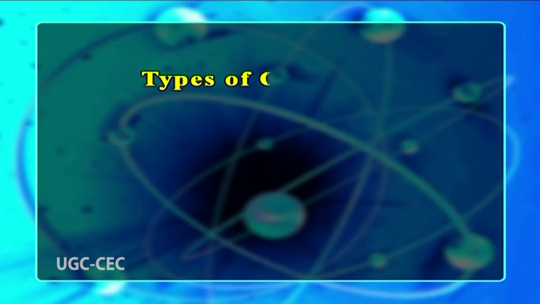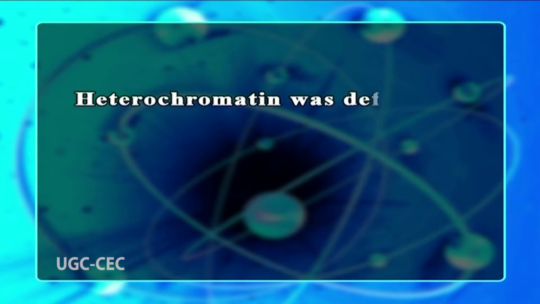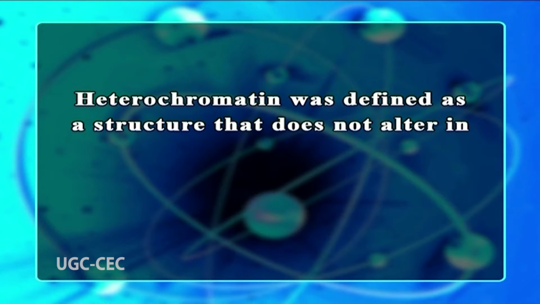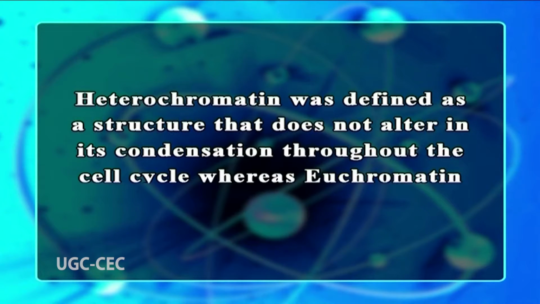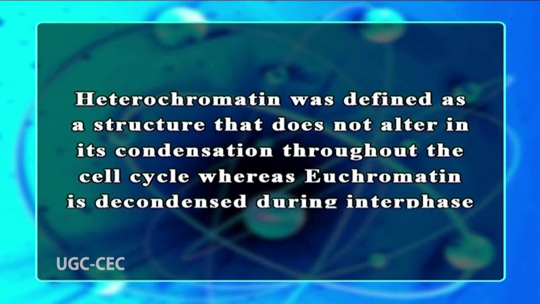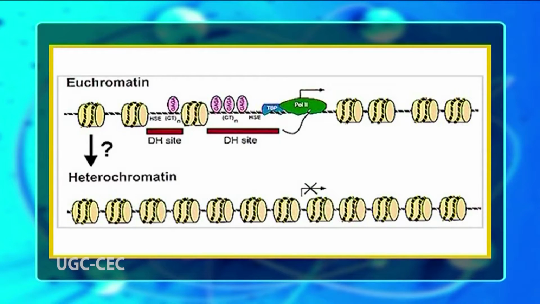Within an interphase nucleus, chromatin is organized into functional territories. Chromatin has been divided into two types, euchromatin and heterochromatin. Heterochromatin was defined as the structure that does not alter in its condensation throughout the cell cycle, whereas euchromatin is decondensed during the interphase. Heterochromatin is localized principally on the periphery of the nucleus and euchromatin in the interior of the nucleoplasm.